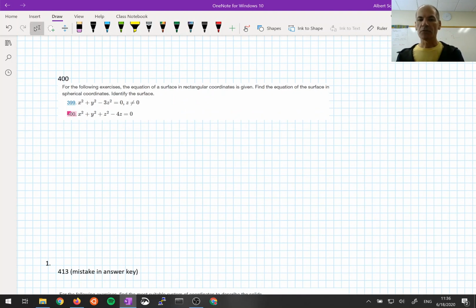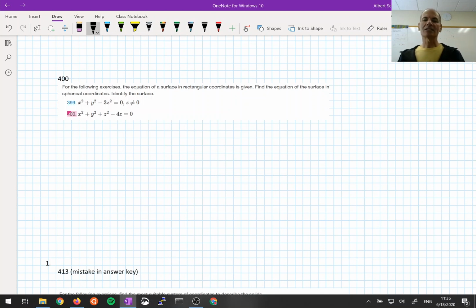We have the equation of a surface in rectangular coordinates, and we want to find the equation of the surface in spherical coordinates. All right, this is one of the few areas in this chapter that's relatively straightforward. If you're given the equation of a surface in Cartesian coordinates, you can immediately substitute the transformation formulas in for each variable. So what I have here in 400, I see x squared plus y squared plus z squared. Now I could go ahead and substitute, x is rho sine phi cosine theta, y is rho sine phi sine theta, z is rho cosine phi.